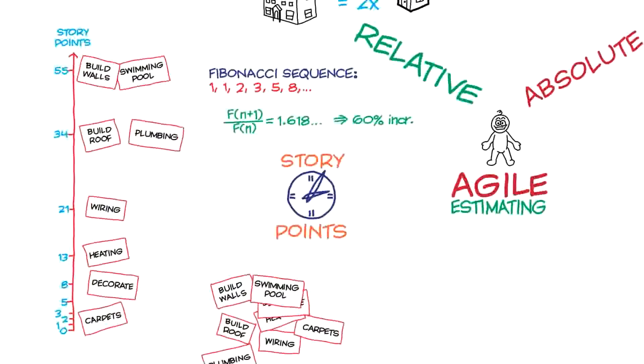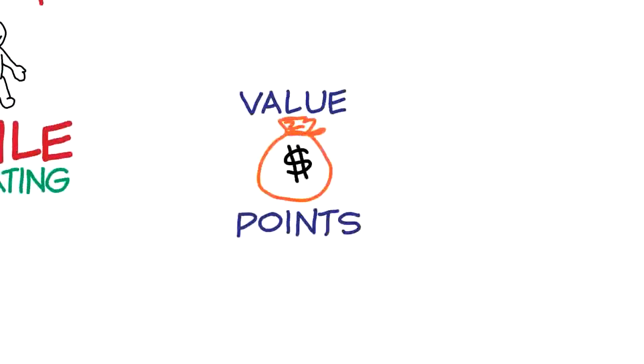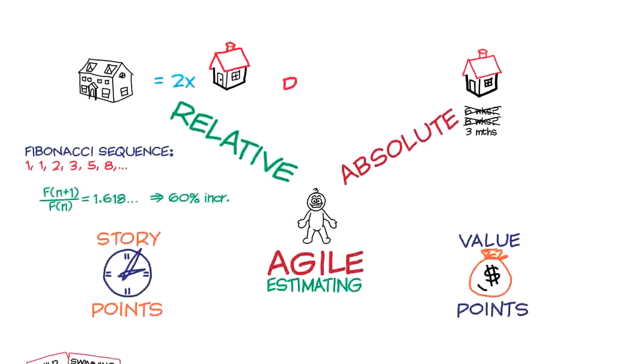So we've estimated in story points, but there's also another thing that we can estimate in. We can use value points. Now, story points give us an estimate of how long work will take to do, and value points tell us how important it is that we do a particular task. And this is really important in Agile, because remember, in Agile, we want to deliver value early.